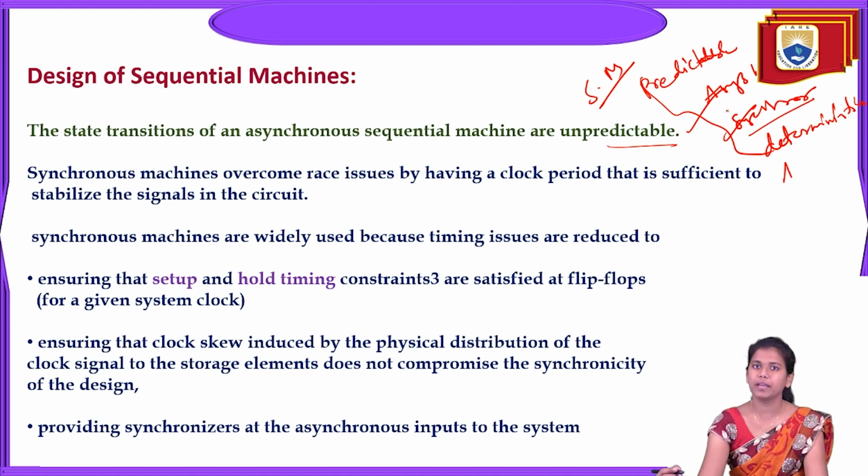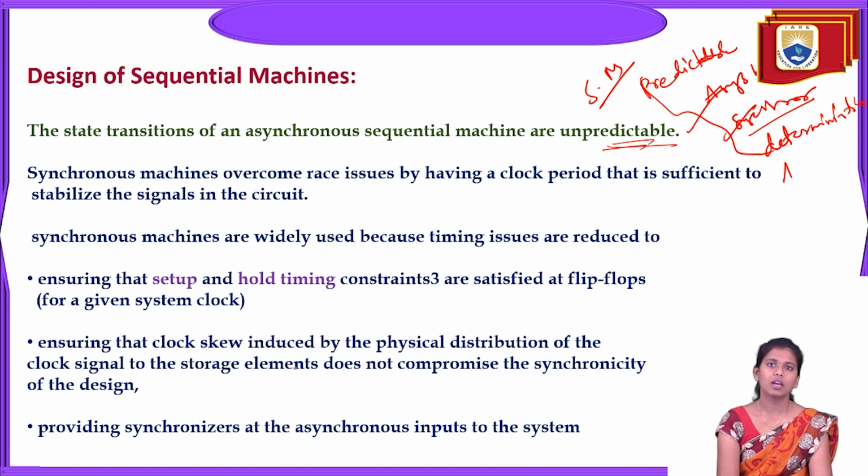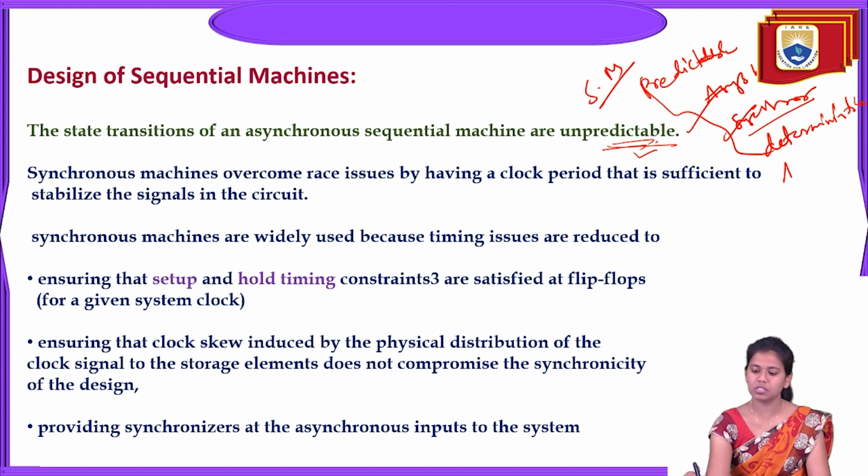Synchronous machines are based on a common clock signal, and the output transitions accordingly. Whereas in asynchronous sequential machines, we observe that the output can be unpredictable. The transitions are unpredictable because, without a common clock signal, the output transition cannot occur with respect to time. Inappropriate time signals can be considered, so asynchronous sequential machines are unpredictable machines.